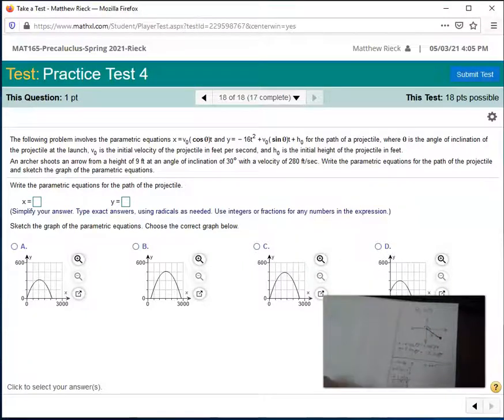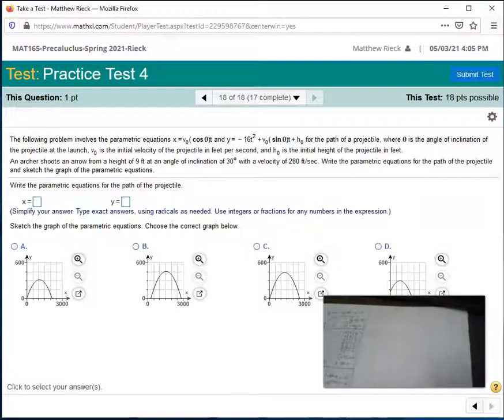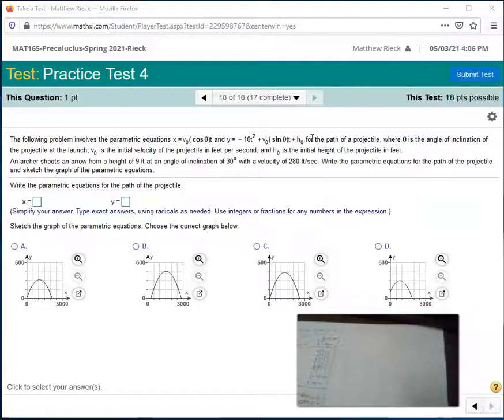All right, and finally, here we have an application of these parametric equations. One of the places that these parametric equations come into play is when dealing with, again, projectile motion. All right, so we have x equals v sub 0 cosine of theta times t represents my x location, my horizontal distance. And then we have y equals negative 16t squared plus v sub 0 sine of theta t plus h sub 0, which is going to represent my vertical displacement, or my vertical distance for my projectile there.